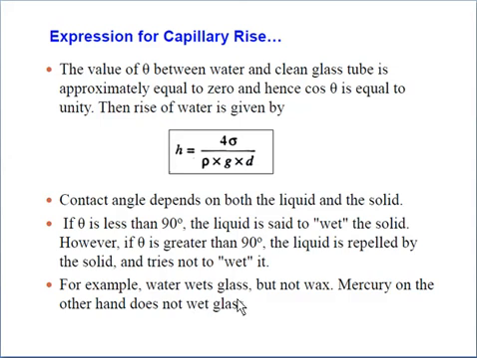For example, water wets the glass but not the wax. Mercury, on the other hand, does not wet the glass. Okay, now these are the examples.